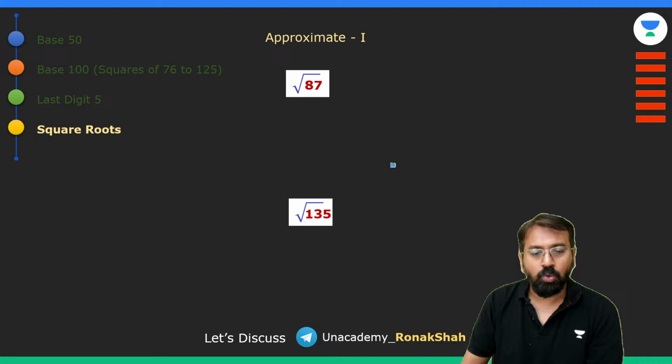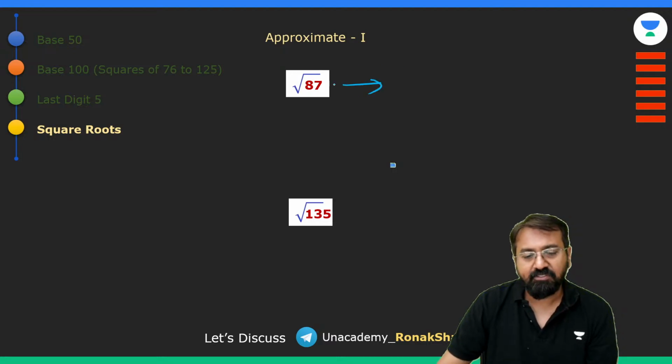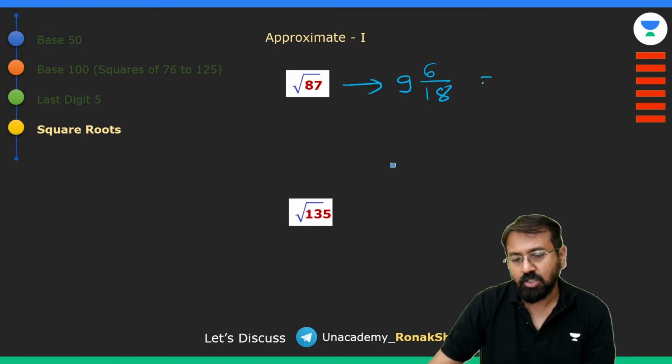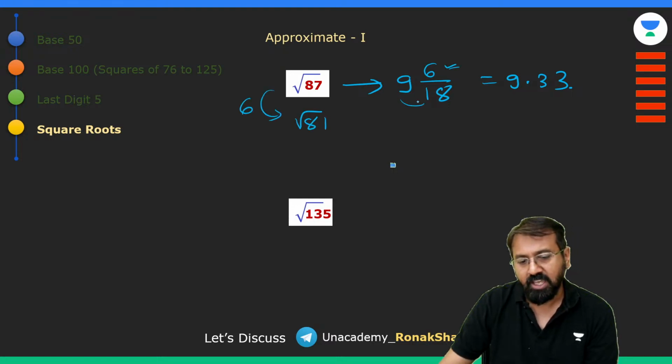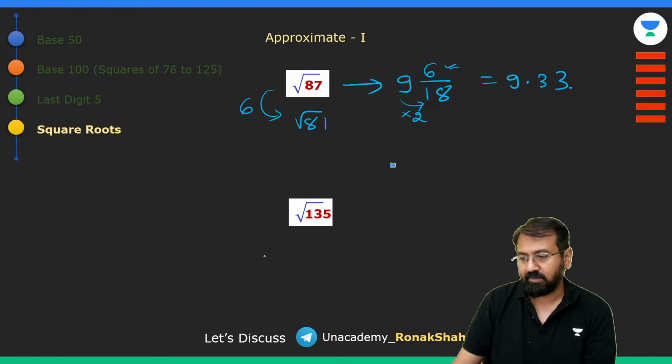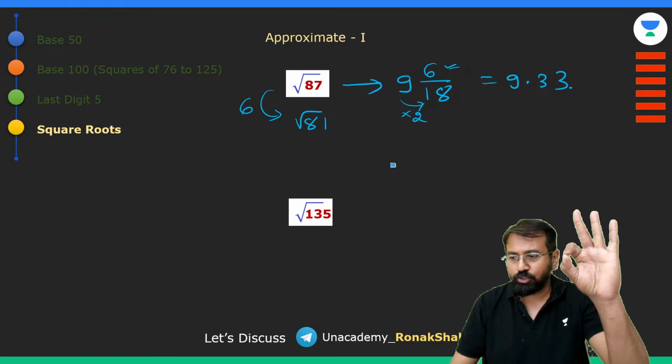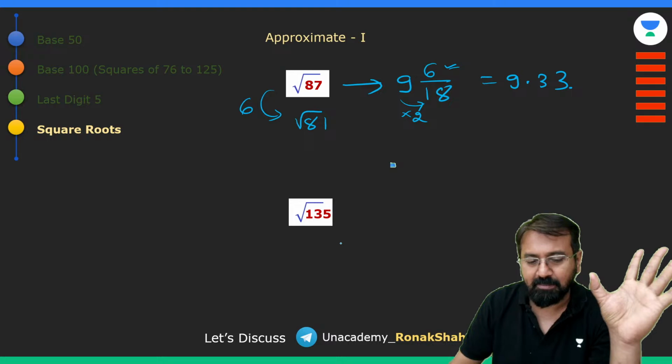Right. Okay. Square root of 87, we have already done it. So it will be 9 and 6 by 18. So it will be 9.33. Okay? Because it's 81, difference is 6. So I have written 6 over here and double of this. So it's 18. Guys, have you all understood this method? Just confirm once in the chat box.